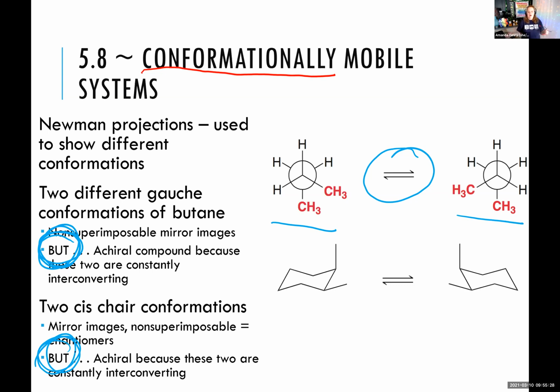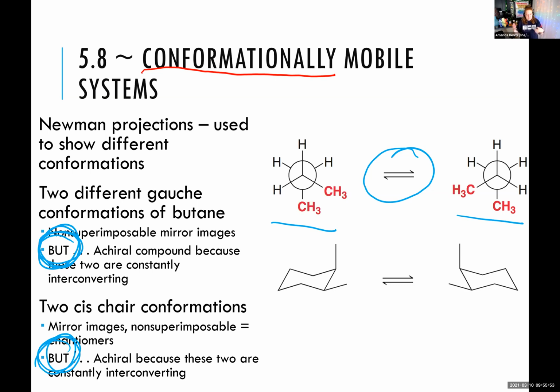When we're looking at R and S, they can't interconvert between each other because in order to go from R to S, I'd have to break this bond and break this bond and then put them back in the opposite spots. Switching between these conformations is just simple bond rotation, not bond breaking.